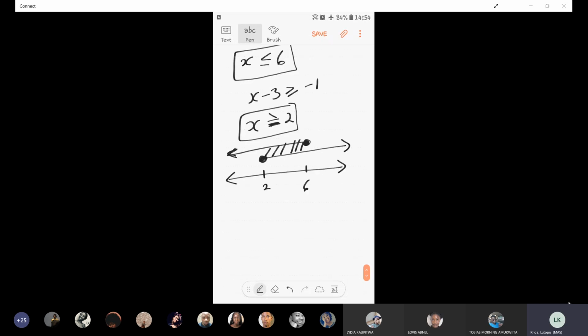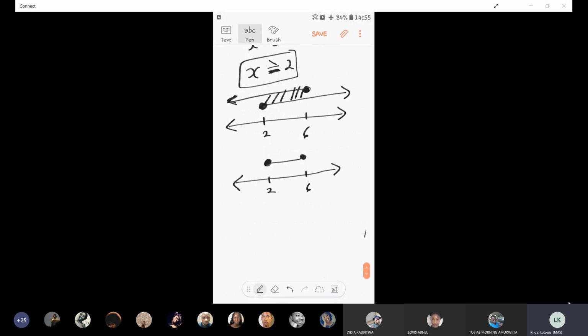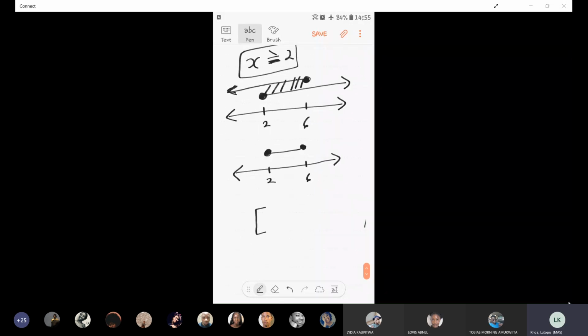So you can draw the solution number line. So you have 2, you have 6. 2 is shaded because it was shaded in the first line. 6 is shaded, was shaded in the line above, and you connect them. Then in interval notation, you have a square bracket because 2 is included. You separate them by a comma. 6, also a square bracket because 6 is also included.